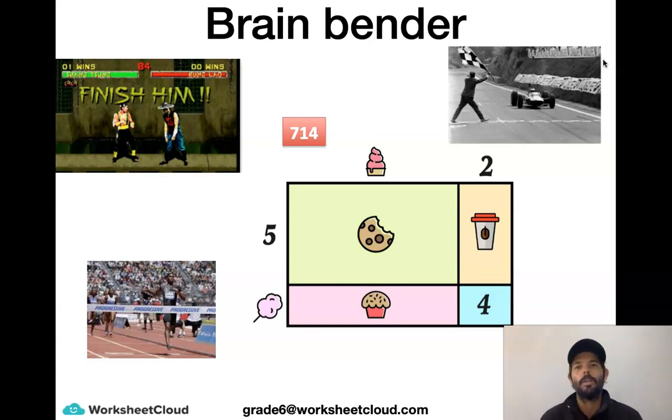So your brain bender today: the total of this puzzle is 714. So you need to figure out what numbers go into the symbols. So for example, 5 multiplied by the cupcake is going to give you the cookie. The candy floss multiplied by the cupcake is going to give you the muffin. 5 times 2 gives you the coffee. And the candy floss times 2 is going to give you the 4 in the bottom right corner. Okay guys, go and work that out and we'll have a look at it on the Jamboard.